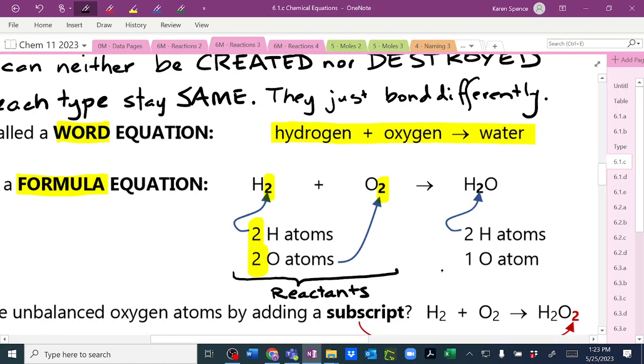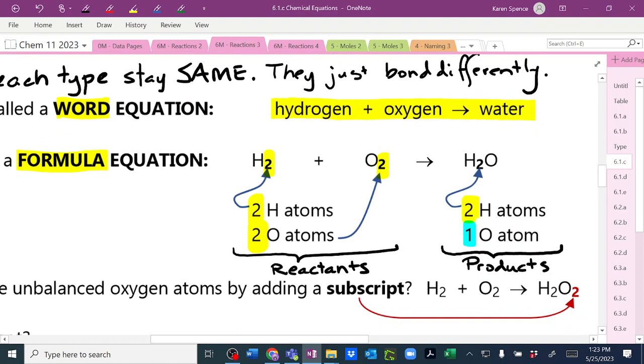What do we call the thing on the right? That's called the products, because they are produced. We have 2 hydrogens. Oh, so far this is looking good. 2 hydrogens, 2 hydrogens. But what's wrong with this picture? We only have 1 oxygen. Oh dear.